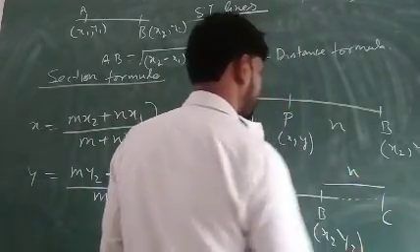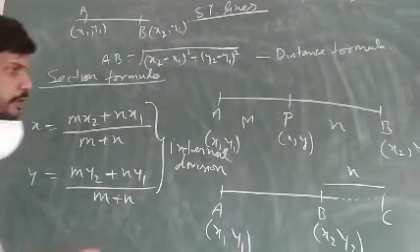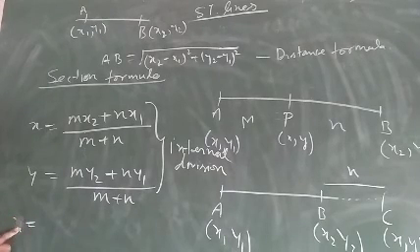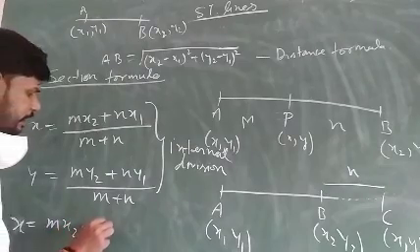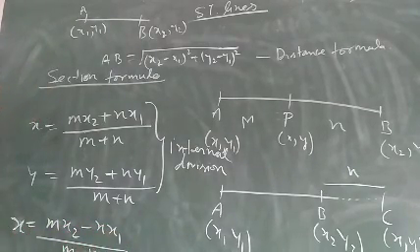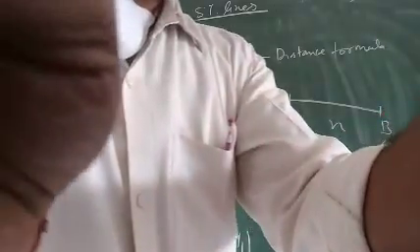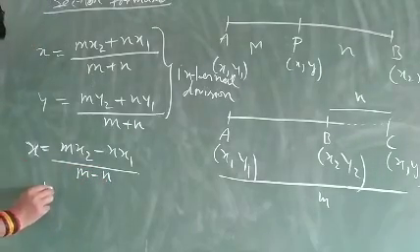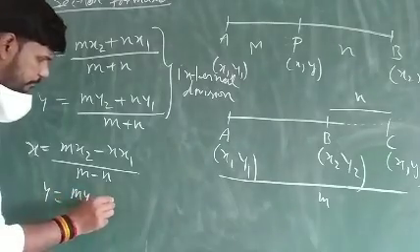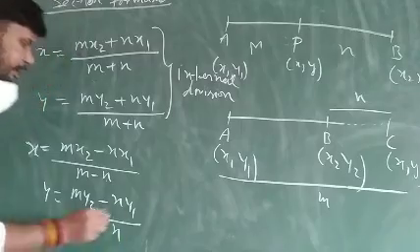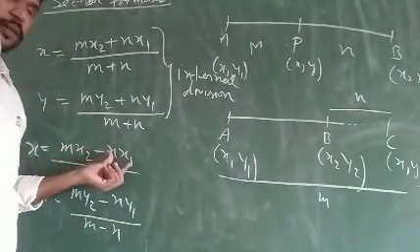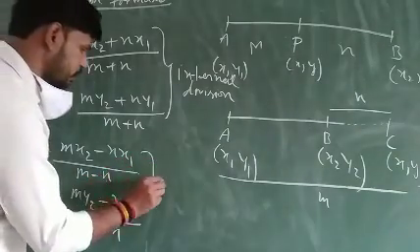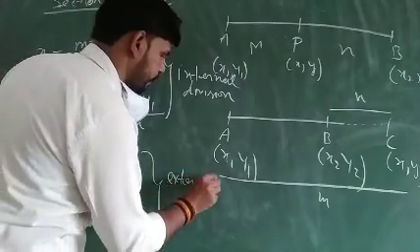In that case, with x1, y1 and x2, y2 and the ratio m is to n, we will have the coordinates of C as (x, y), where x equals (m x2 - n x1) upon (m - n), and similarly for the y coordinate we have (m y2 - n y1) upon (m - n). This is called external division.